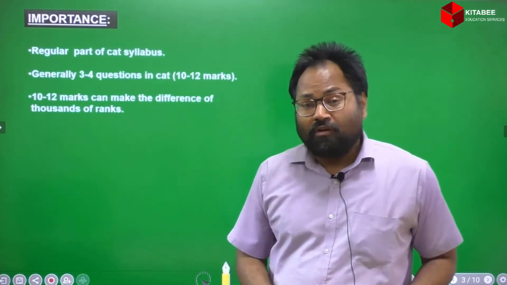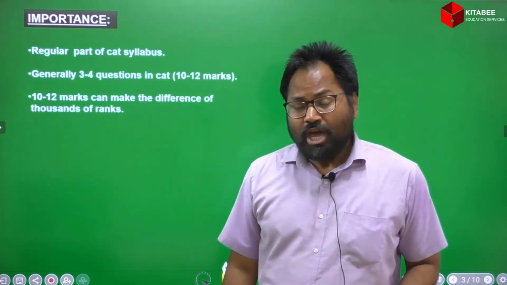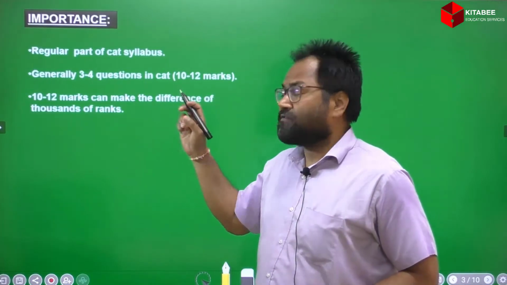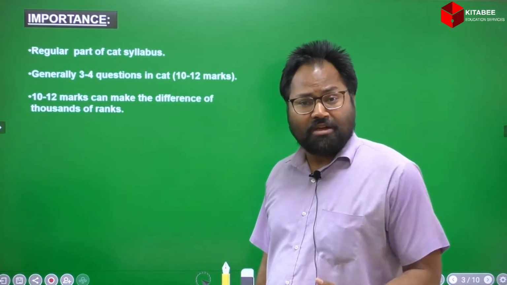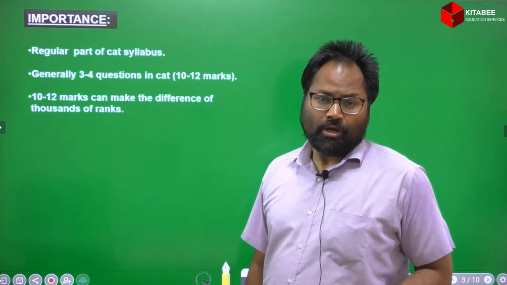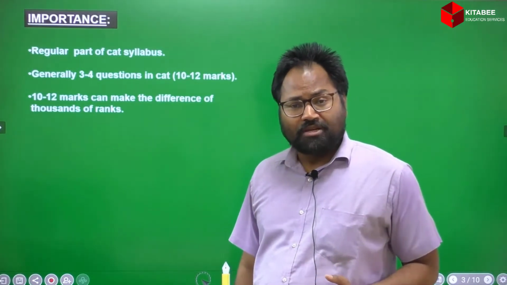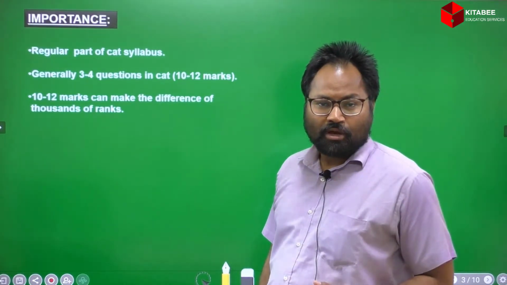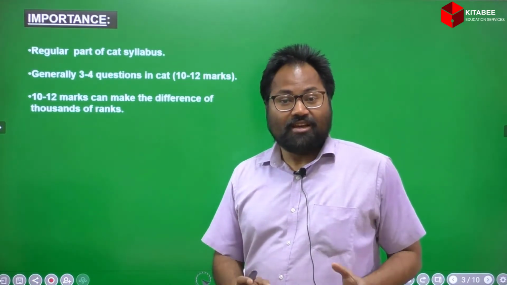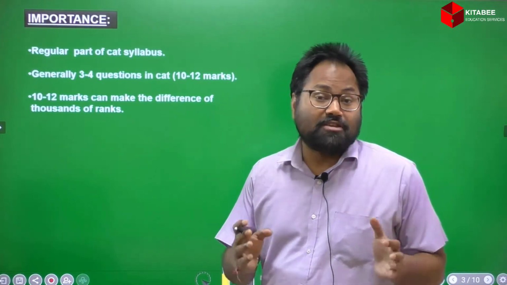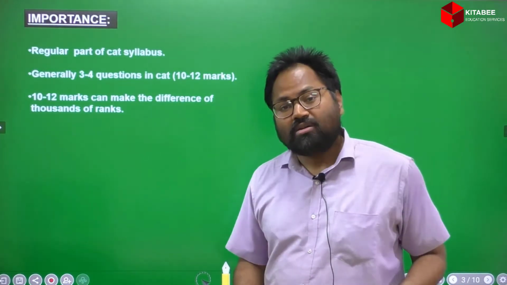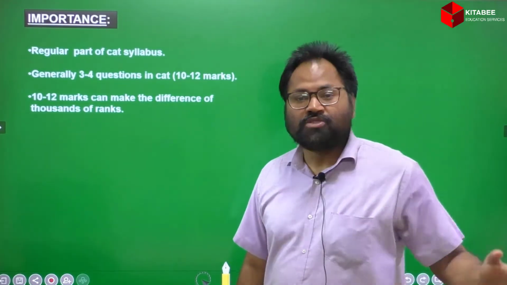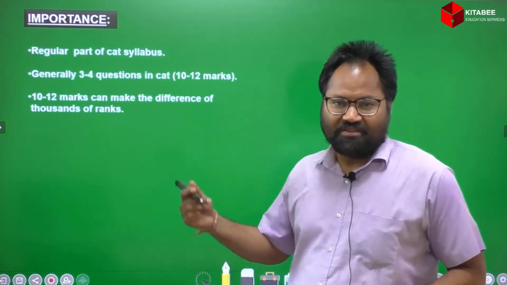Now, what is the importance of paragraph summary question? It's very, very important. Why? Because it is the regular part of CAT syllabus. It's coming every year, year after year. And how many questions do we get from it? We are getting about 3 to 4 questions. And 3 to 4 questions means 10 to 12 marks. You can understand the importance of it. 10 to 12 marks in verbal ability can make the difference of thousands of ranks.